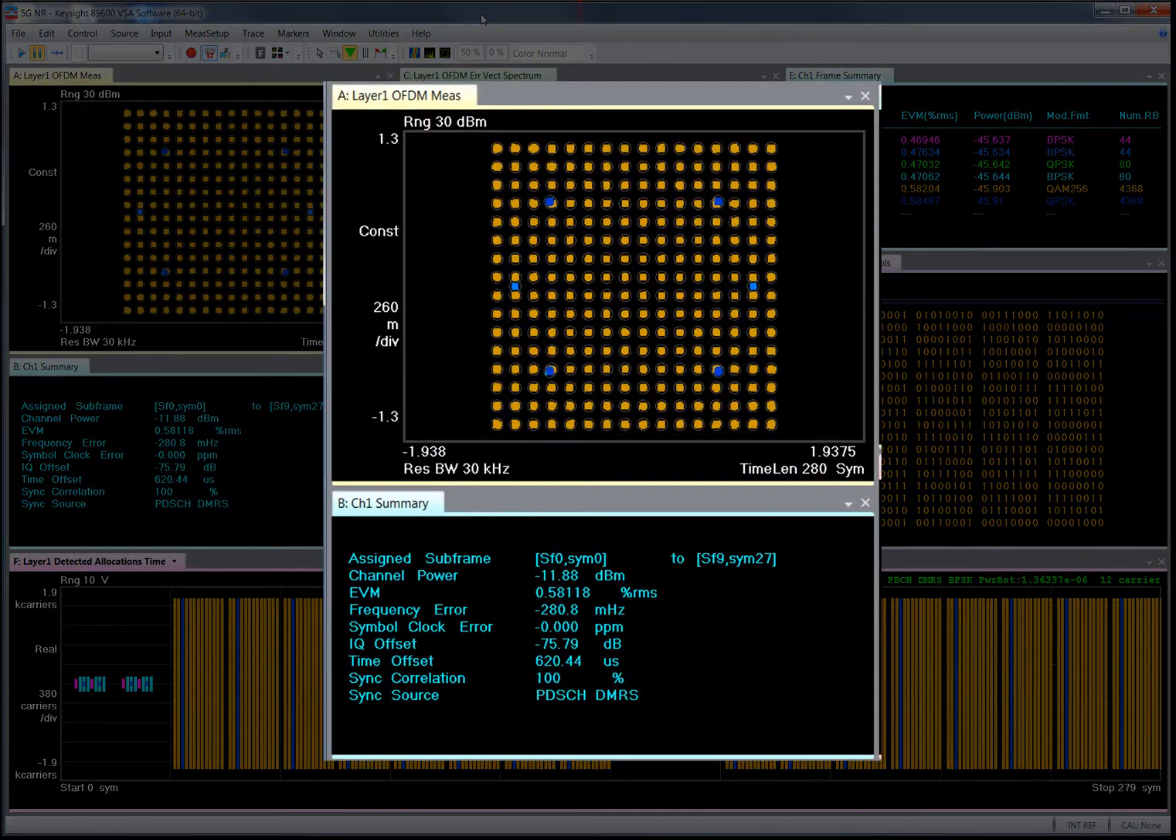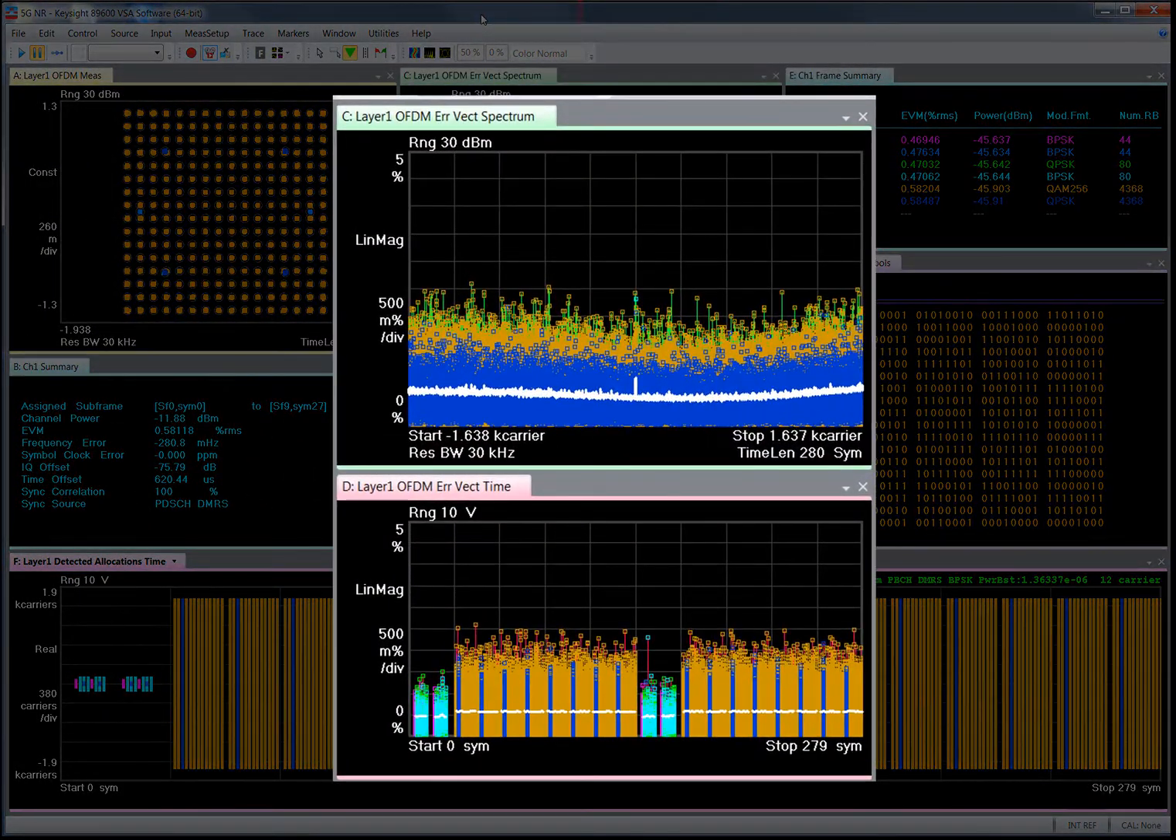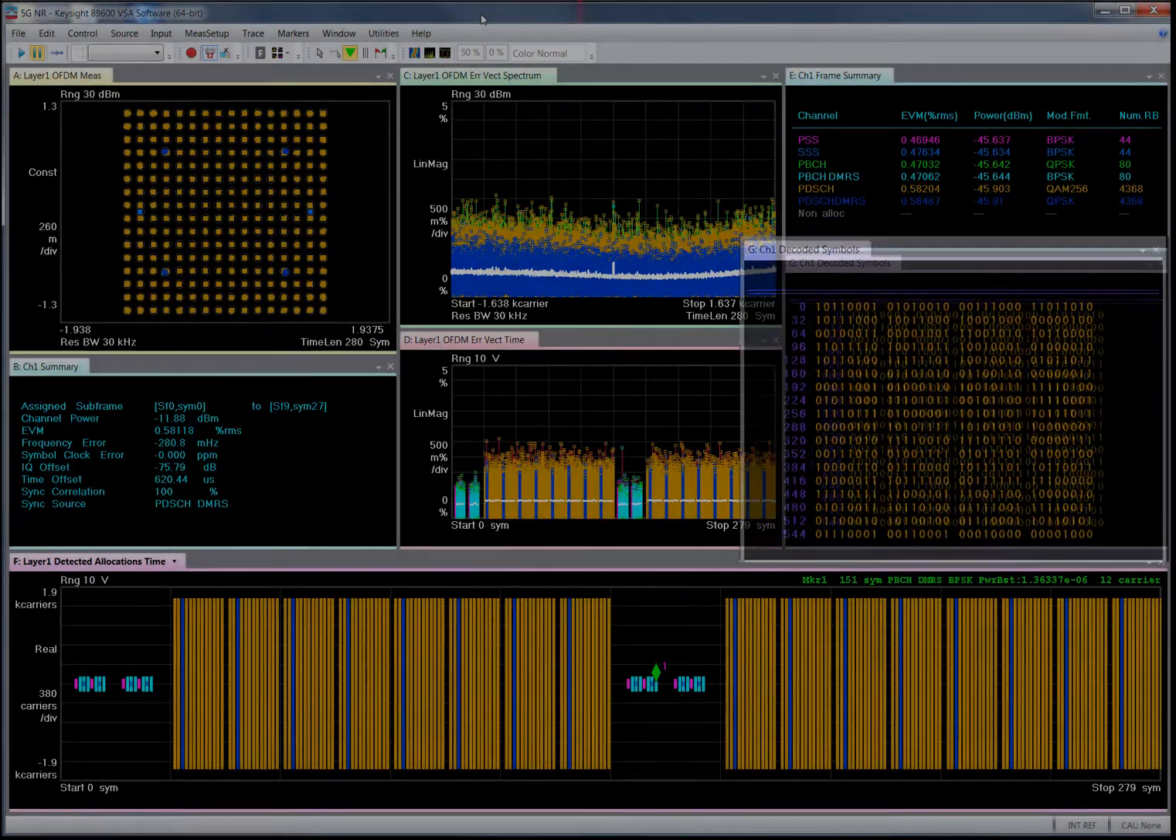You can evaluate trade-offs of modulation quality versus operational parameters, such as crest factor reduction or predistortion techniques. You can understand how modulation quality varies over time or over frequency to identify periodic or single-shot effects and also isolate the source of signal impairments. And you can also validate the correct coding of the physical channels.